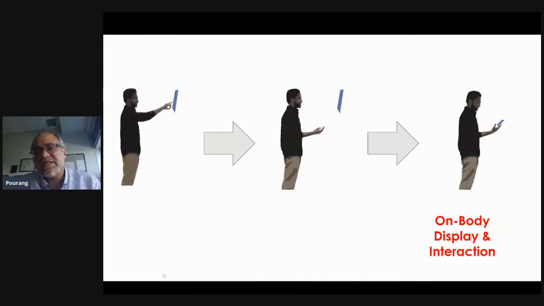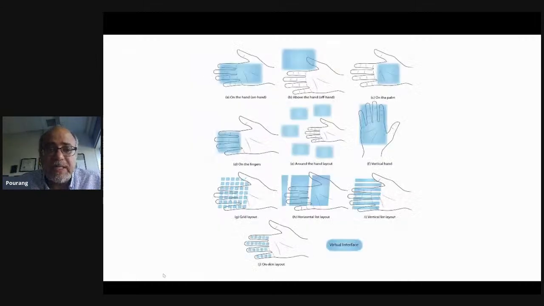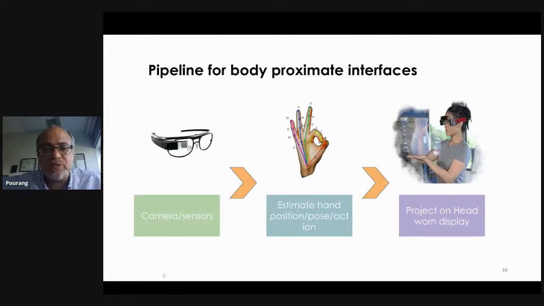So we are taking this one step further, looking at how we can move on specifically to on-body displays and interaction, where it's not only the interaction that is on your body, but the display itself is on your body. So this is leading to some vision of being able to display stuff, for instance, on our palm. And there are potentially many ways of doing this. This was a paper we published just this year, actually. This is work of Ahmed Sharif, a student in the lab, as well as Michael Gamon and several other students looking at how to do this.